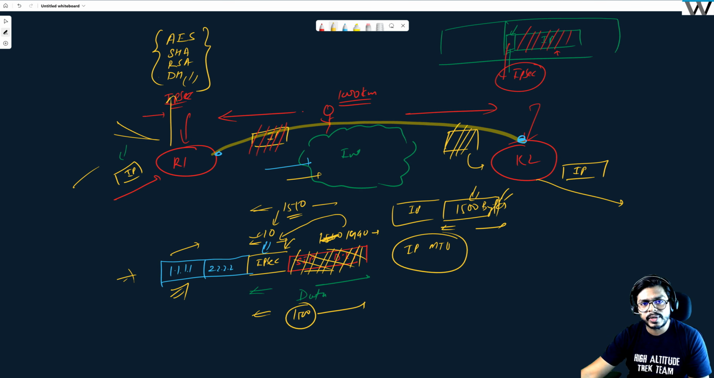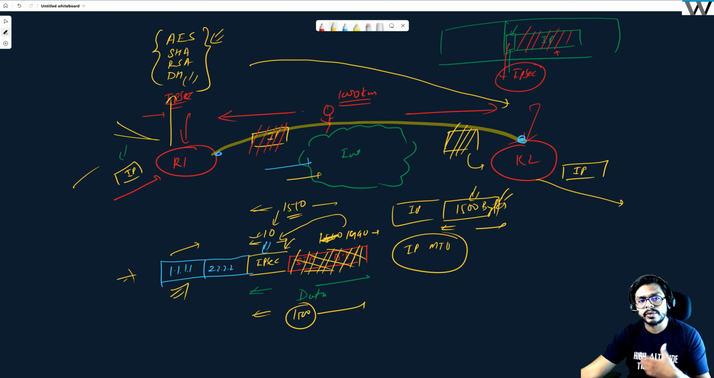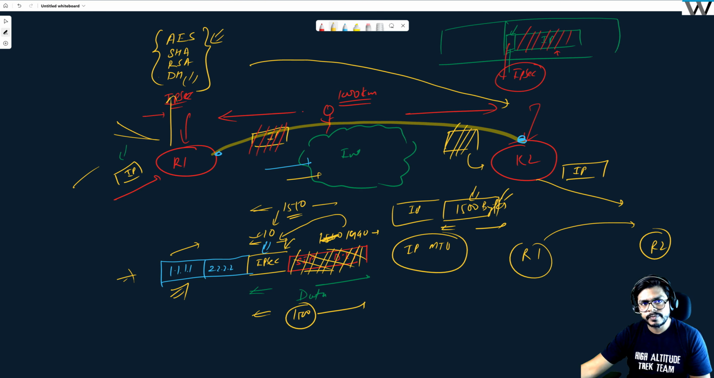But how is it going to inform Mr. R2, I want to do these things with you, so that you can understand at the receiving side that you are using AES, SHA, RSA. It means that before doing any encryption, R1 and R2 talk: boss, I am using this algorithm for encryption. I am using SHA for something else. I'm using RSA for authentication and I'm using Diffie-Hellman for my key exchange.